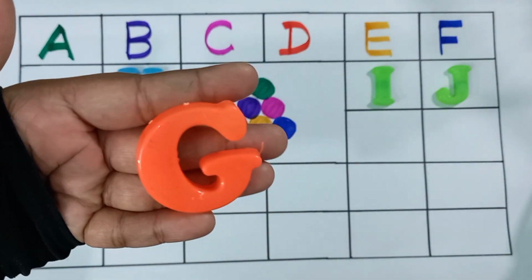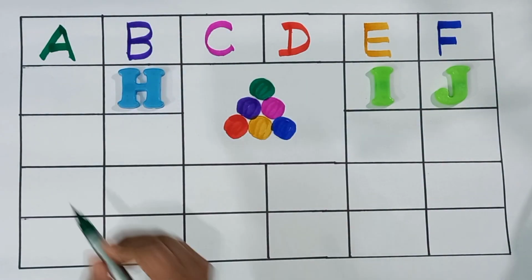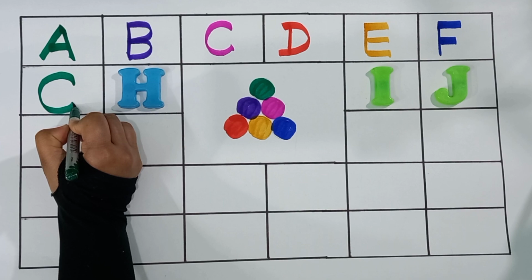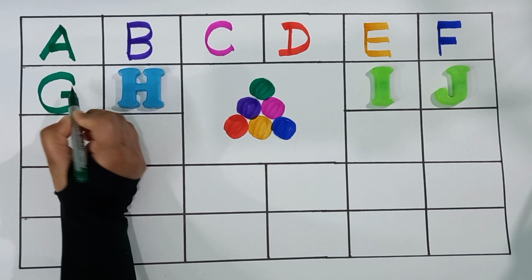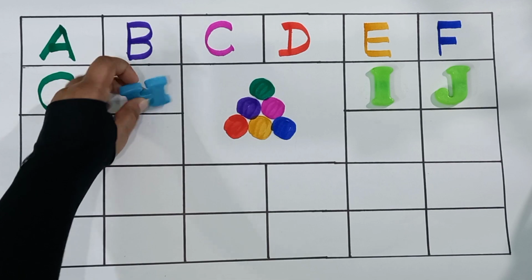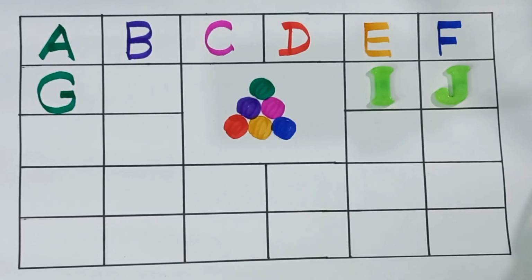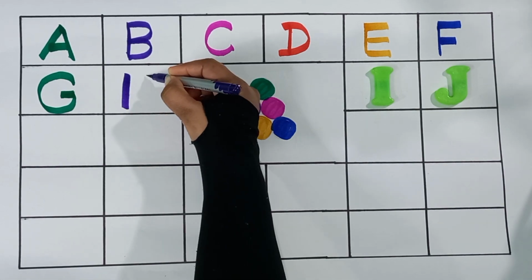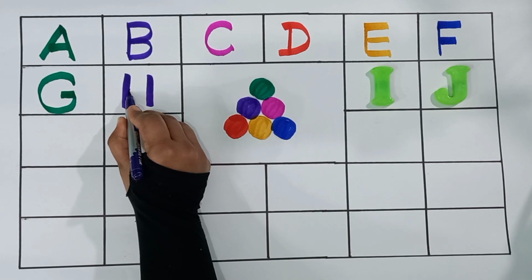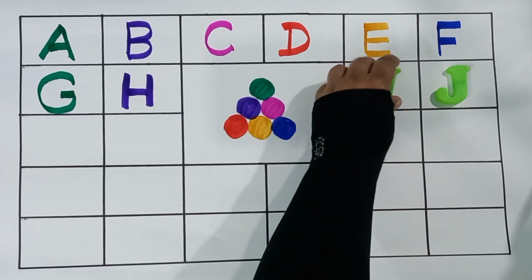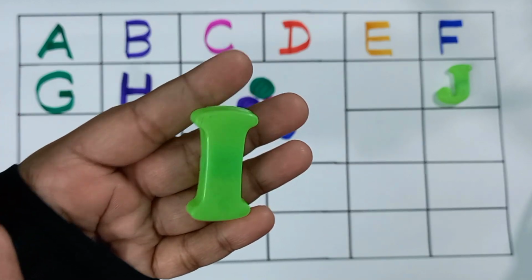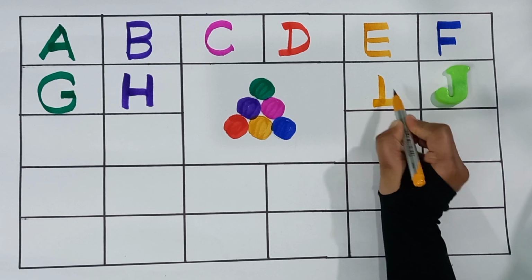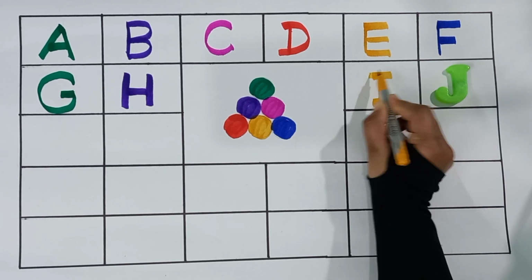G. G for goat. H. H for hen. I. I for ice cream.